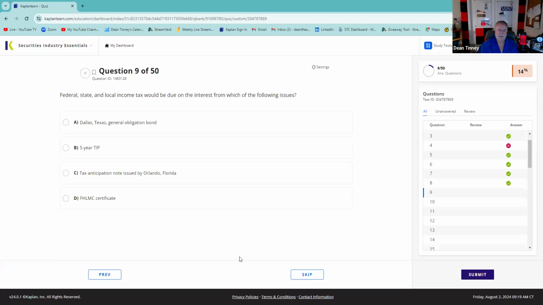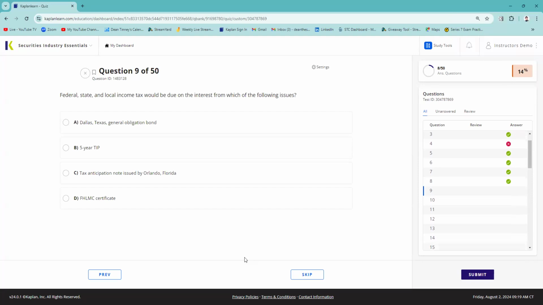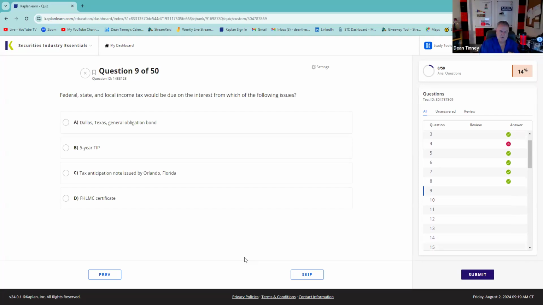Okay. Federal, state, and local income tax would be due on the interest from which of the following issues?